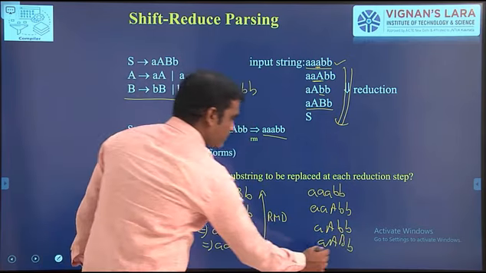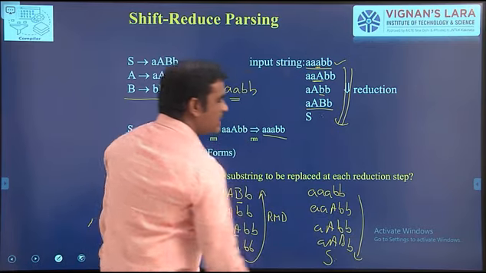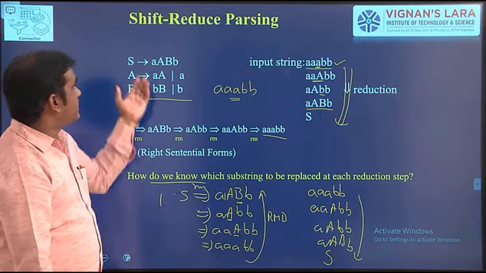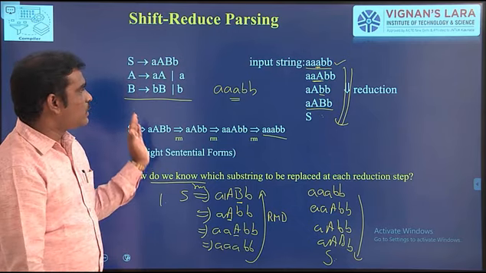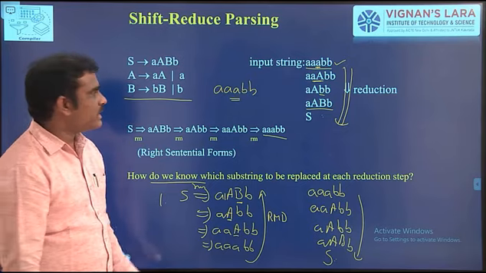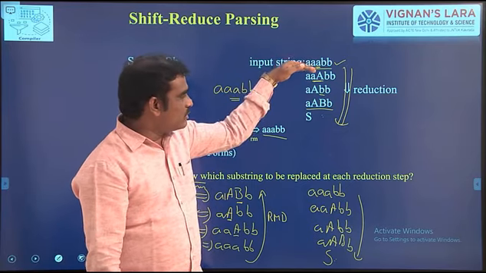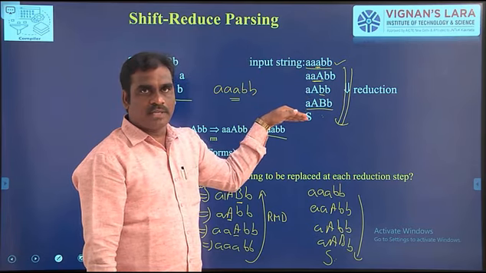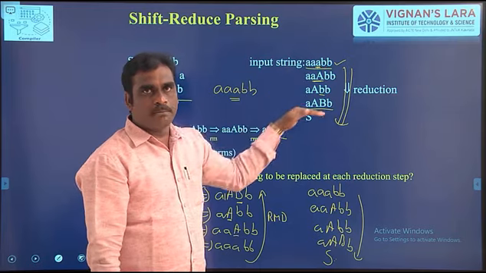Finally, yes. So this is this one. In this way, we have constructed a shift reduce parser. So how to construct a shift reduce parser? The meaning is: start with the input string and move towards the starting symbol of the grammar. This is the approach. But in this case, we have faced so many problems.